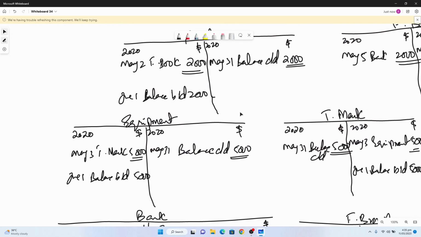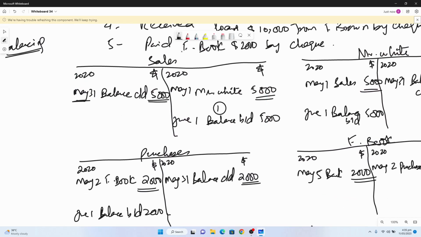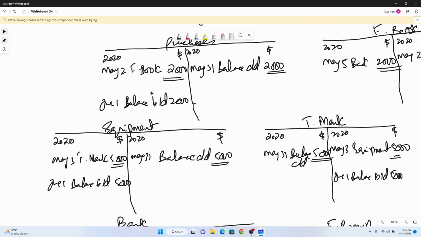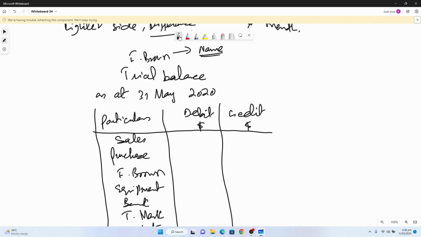First of all, starting with the first T account, which is sales. You can see that in the sales T account, the balance BD is coming on the credit side, and the amount is 5,000. So let's write this amount in the trial balance. Wherever the balance BD of the T account is coming, you write it down on that particular side. This is the rule for trial balance. So in the sales, the balance BD is coming on the credit side, so you write it down as 5,000 on the credit side.